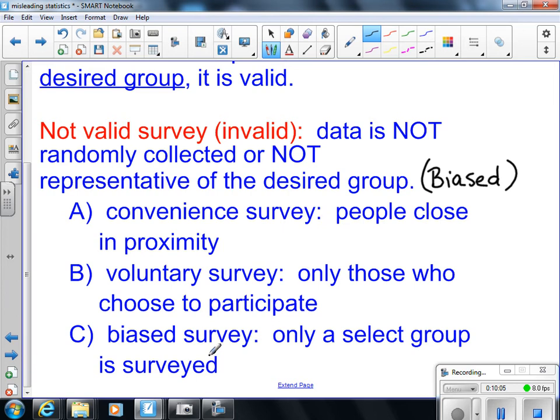And then the last one, is it biased? In other words, only a select group is surveyed. Maybe I want to know the results, but I only survey boys. Then that would be considered as biased, and it's not valid.